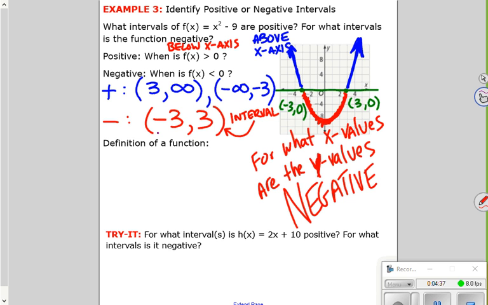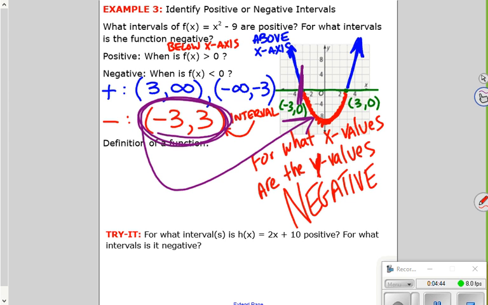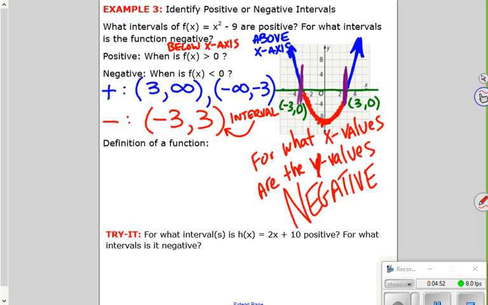This is the domain of the function where the function is negative, between negative 3 and positive 3. We're under the green line. Again, do not use square brackets, because at those x values, it's neither positive nor negative.